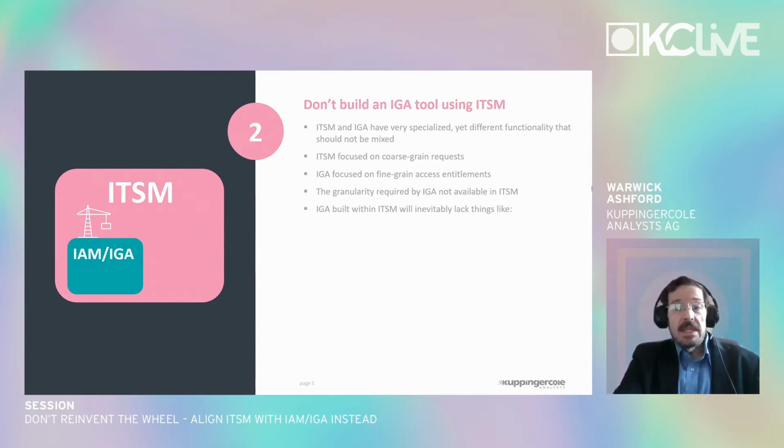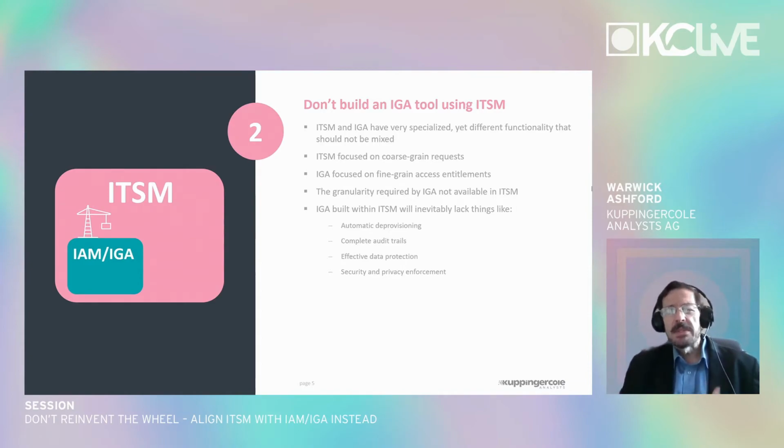IGA built within ITSM will inevitably lack things like automatic deprovisioning, which could be problematic. If it's done properly and taken care of, there is not that security risk of people having access rights way beyond the time that they should. But if you're building something in ITSM, it wouldn't automatically happen, and unless it's specifically built, which could be challenging, it won't be taken care of. There won't be complete audit trails, which is also extremely important to be able to track who's doing what and when, and sometimes why. There won't be effective data protection, and there won't be security and privacy enforcement.